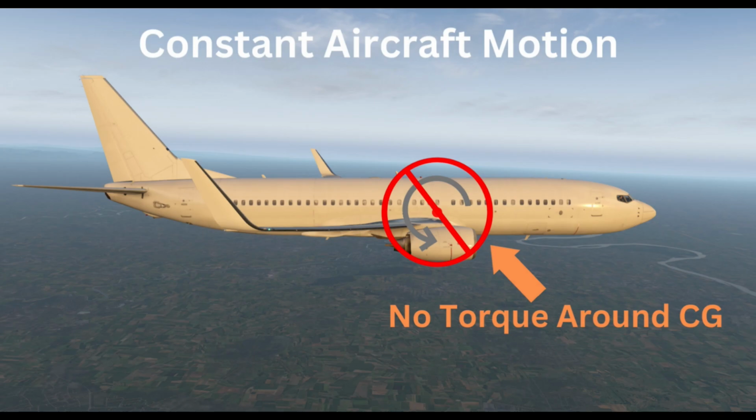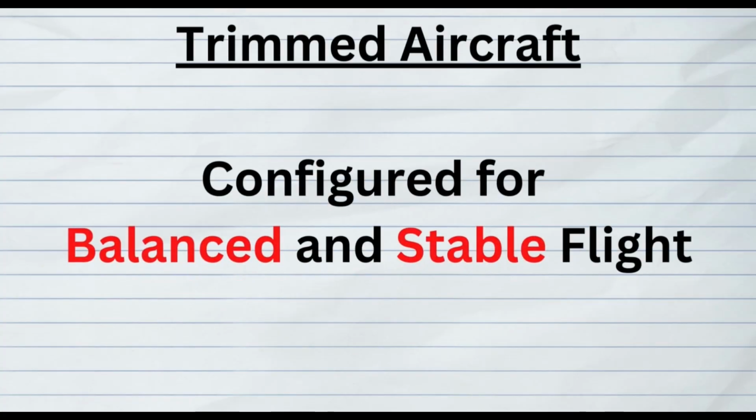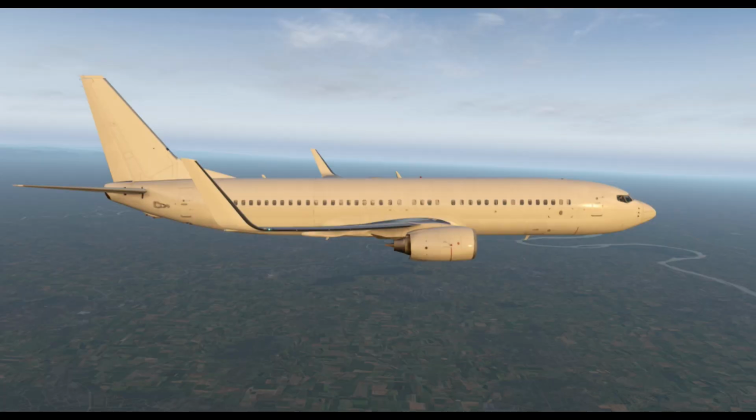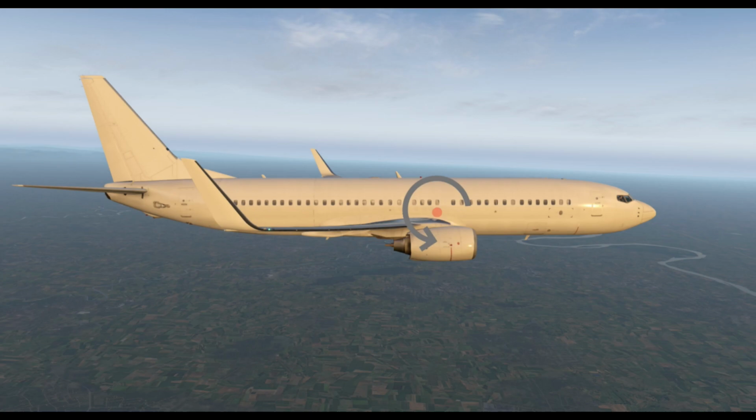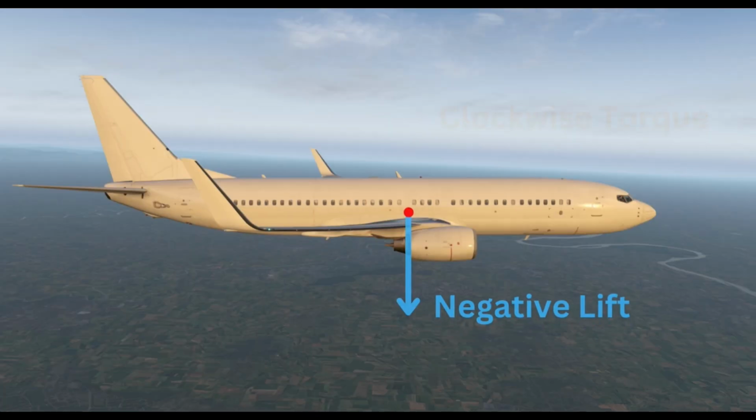When this occurs, the aircraft is considered to be trimmed, or configured to allow for balance and stable flight to occur. In most cases, airliners have their center of gravity near the center of pressure of the wings. If the center of pressure is located rearwards in relation to the center of gravity, then the torque around the latter is anticlockwise, and is caused by the amount and distribution of the lift generated. Generally, positive lift creates anticlockwise torque, while negative lift creates clockwise torque.